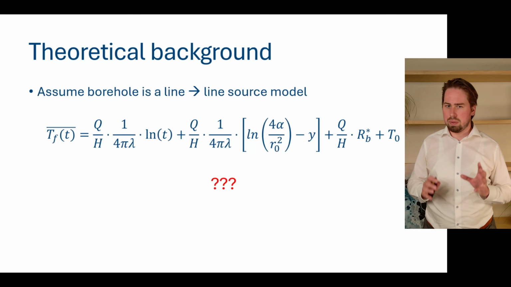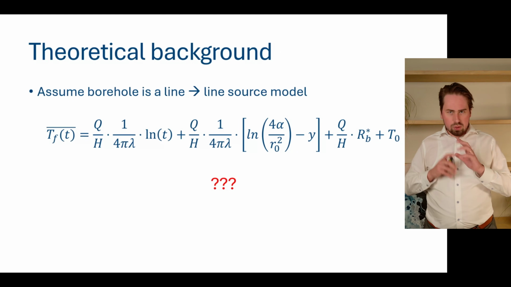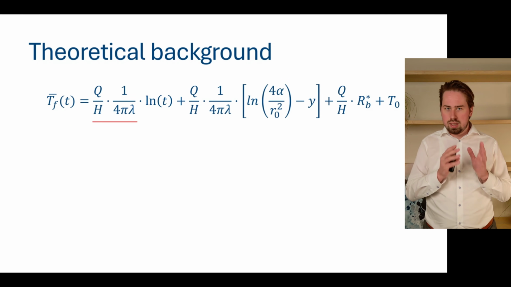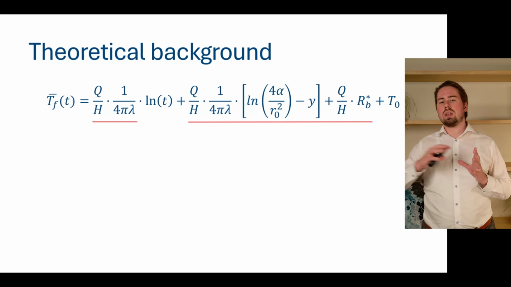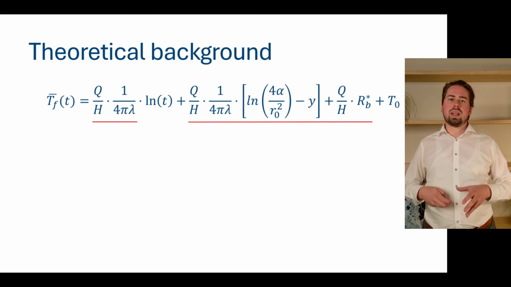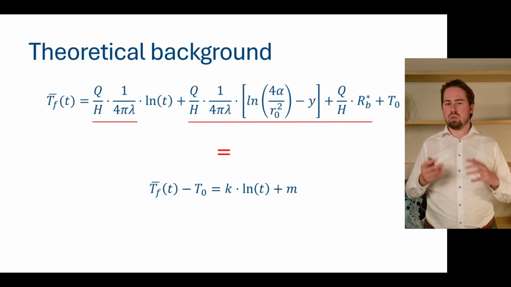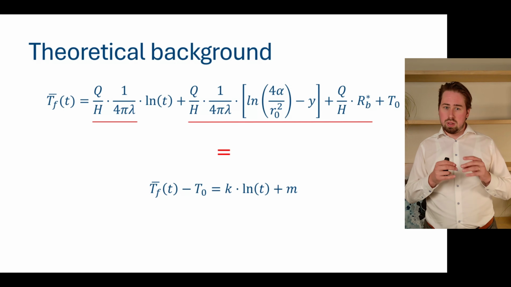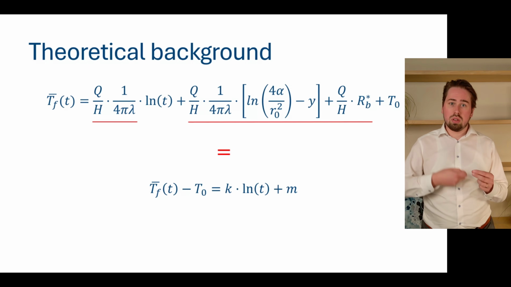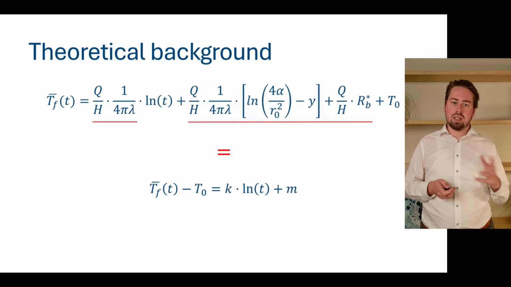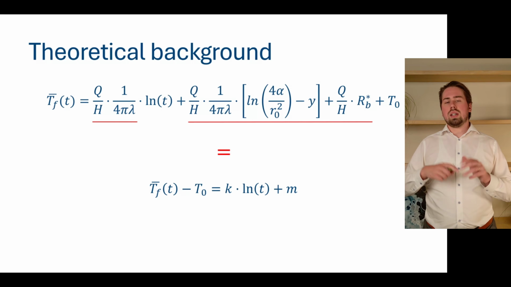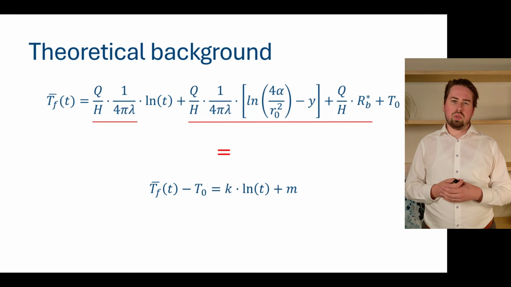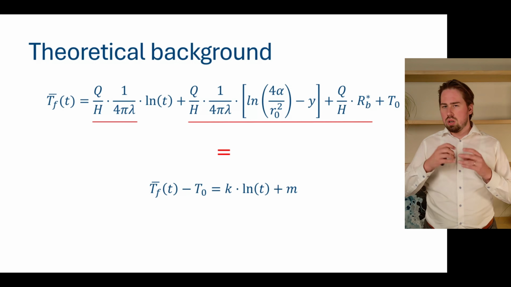So it's a really, really complicated formula. But if we take a closer look at it, we see the same formula, we have this factor, and we have this whole other factor. And we can simplify this equation into a simple linear curve where the difference between the fluid temperature and our initial undisturbed ground temperature, Tf minus T0, is equal to a linear function with respect to the logarithm of time. Now, what does this mean?